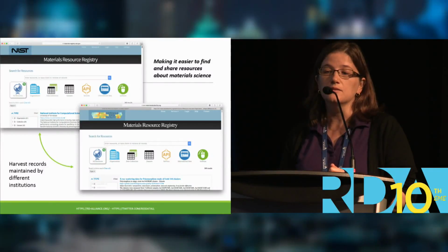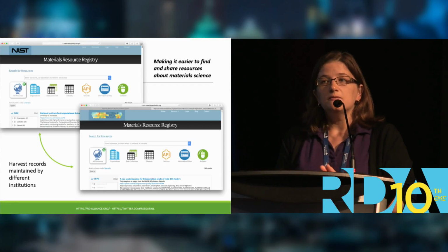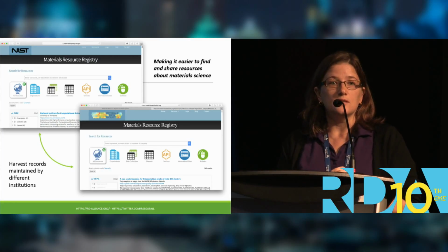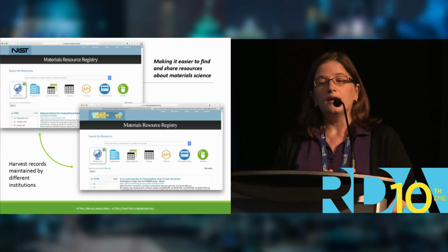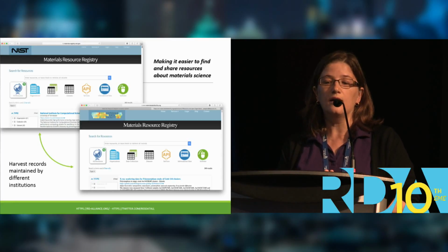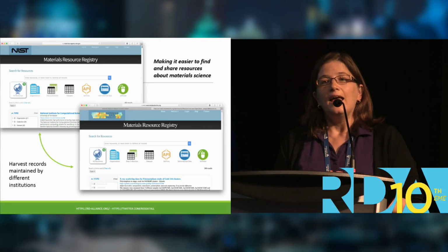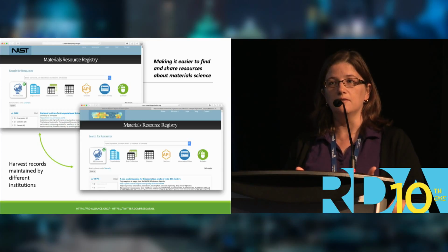So the bottom line for this project is that we're really trying to make it easier to find and share resources about material science. And we're looking at material science information related to things like organizations, data collections, services such as APIs, informational websites, and software. And we're looking at being able to harvest records that are housed at different institutions and in different instances of registry applications, and to be able to exchange these records in a way that each institution can maintain their own records and keep them current, but they're available to everybody through the Federation.